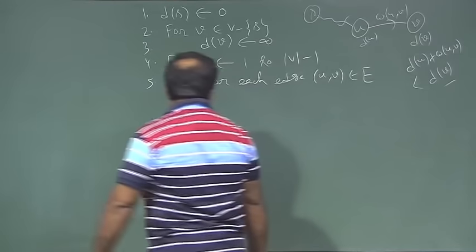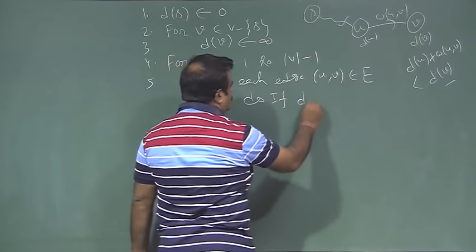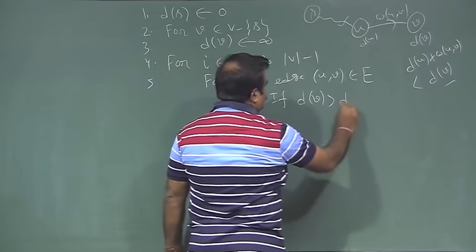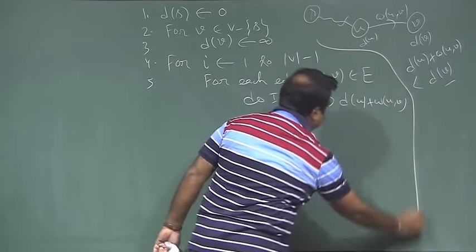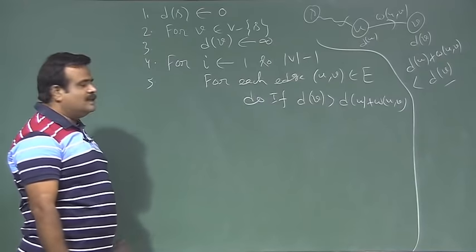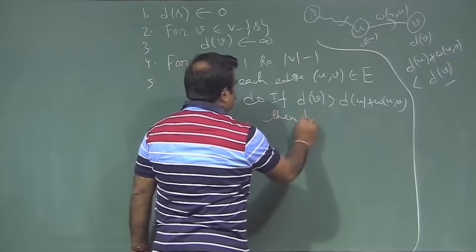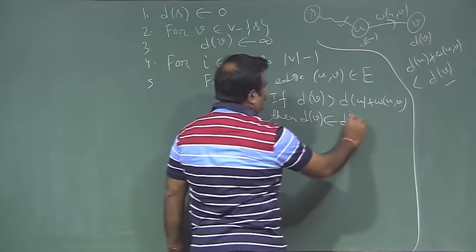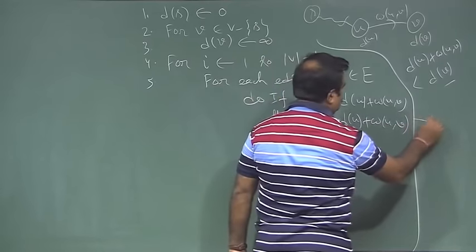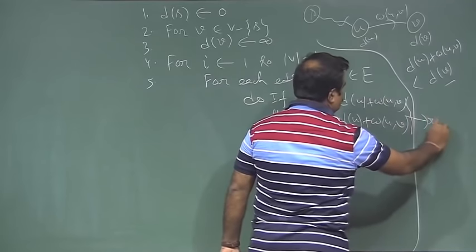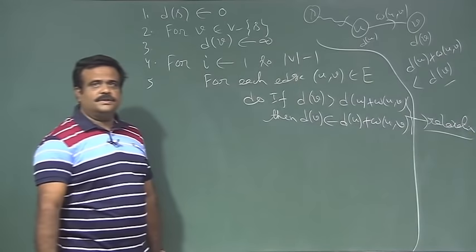So we do this if d of V is greater than d of U plus W of UV. If d of V is greater than d of U plus W of UV, then we must relax the vertex V. Then d of V must be updated. So this is the relaxation step.